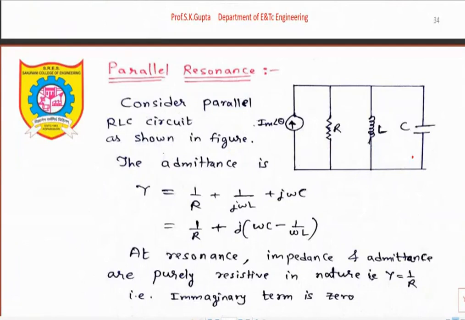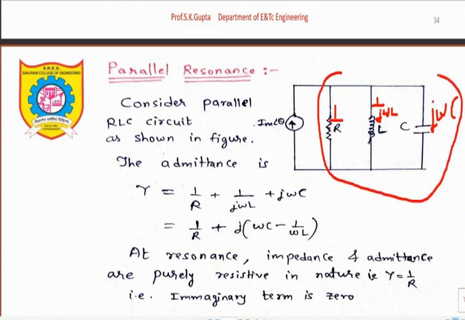As these three are connected in parallel, if I can get the admittance of each, I can add the admittances. What is the admittance of resistance? 1 upon R. The inductor is J omega L, so admittance will be 1 upon J omega L. And for the capacitor, impedance is 1 upon J omega C, so admittance is simply J omega C. So in parallel we can add the admittances. The total admittance will be 1 by R plus 1 upon J omega L plus J omega C.